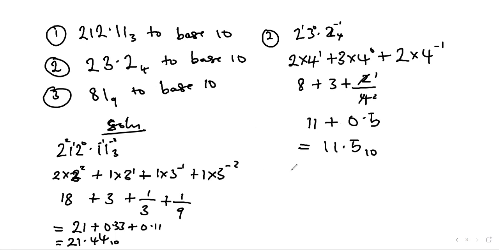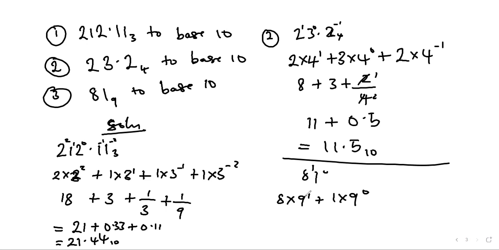So if you got that, very good. And then the last one, 81 base 9, you allocate 0, 1. So this will be 8 times the base, which is 9 raised to the power of 1, plus 1 times 9 raised to the power of 0. And then 8 times 9 is 72, plus 1 gives you what? 73 base 10. So if you got all that right, that means you're good to go.